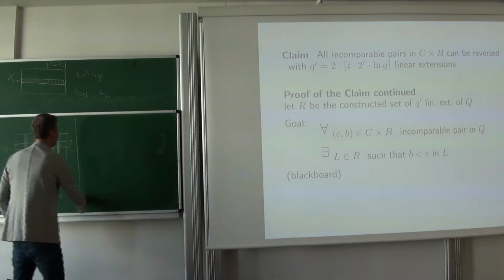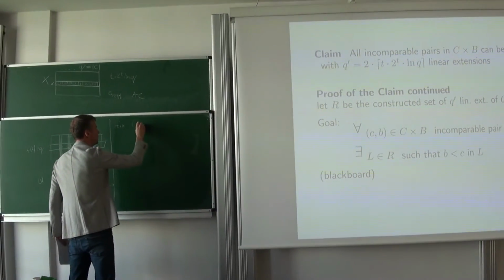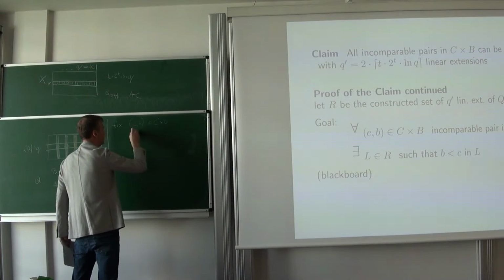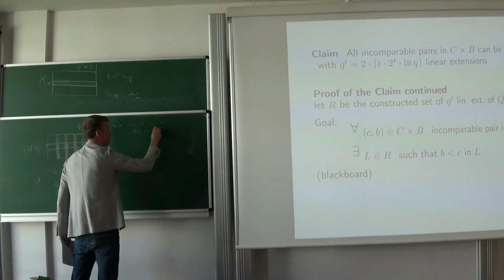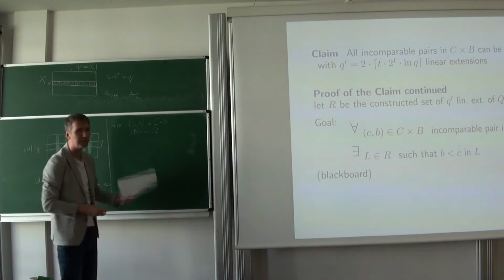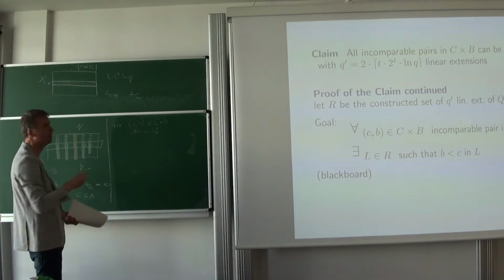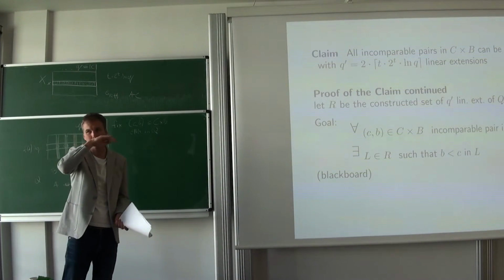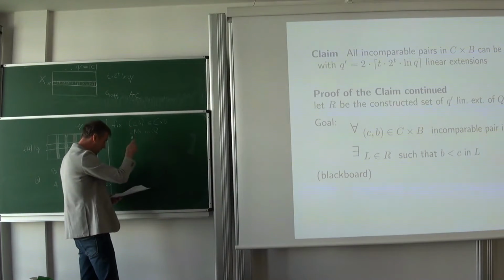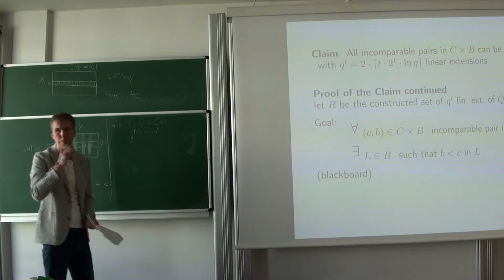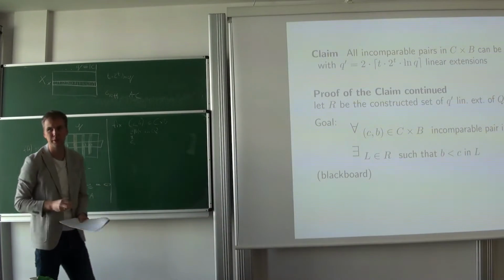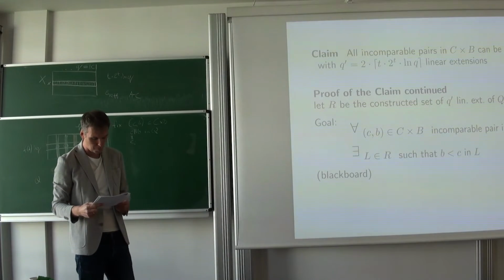So, fix an incomparable pair CB in C cross B. Now this element C is in C, so it has an index. C has Q elements, C1 to CQ, and this element C, say, is the ith element. Okay, so there is a column that corresponds to it in my matrix.